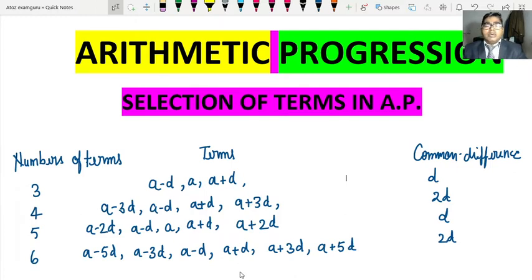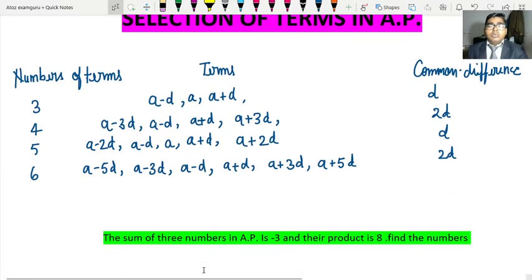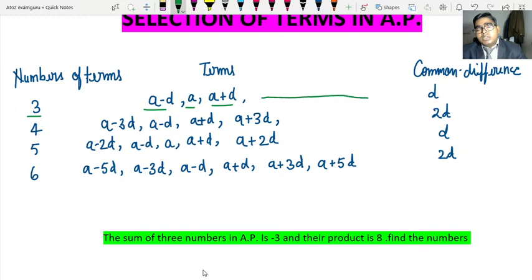Today we will study the selection of terms in arithmetic progression. Let us see how to select the number of terms in an AP. If the number of terms given to us is 3, we assume them as a minus d, a, a plus d, and the common difference in this case is d.